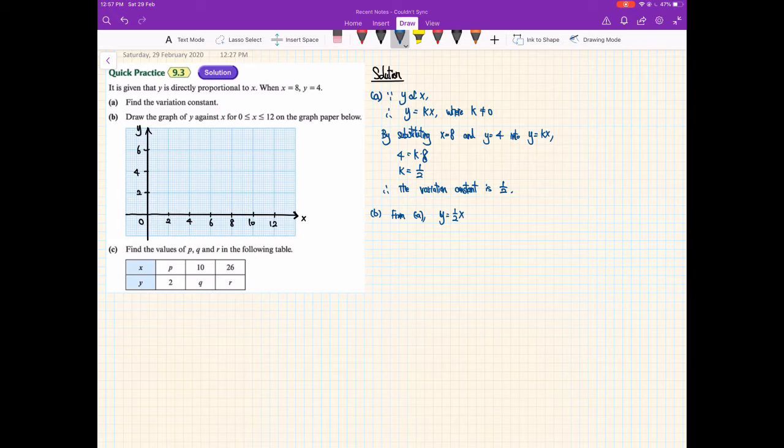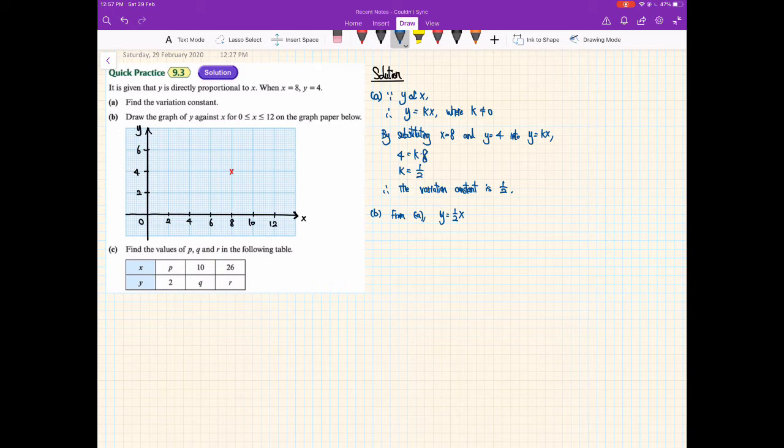If we want to draw a straight line, we have to find 2 points. From the question, we have got the first point. When x equals 8, y equals 4. So let us mark the first point. When x is 8, y is 4. We still have to find one more point.